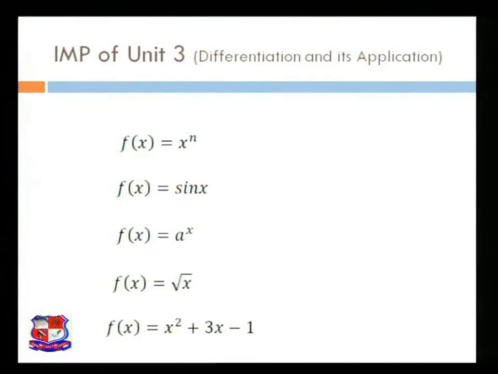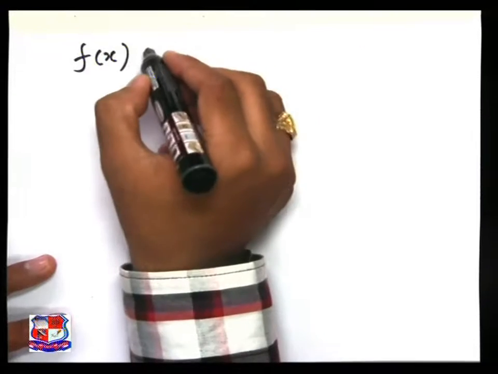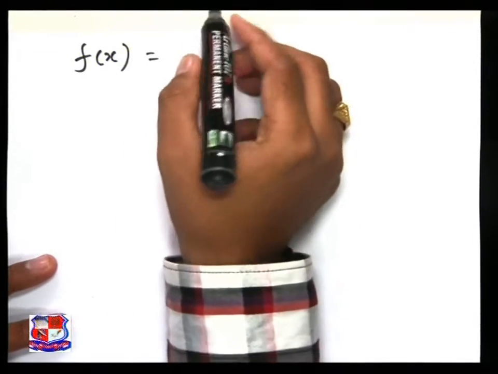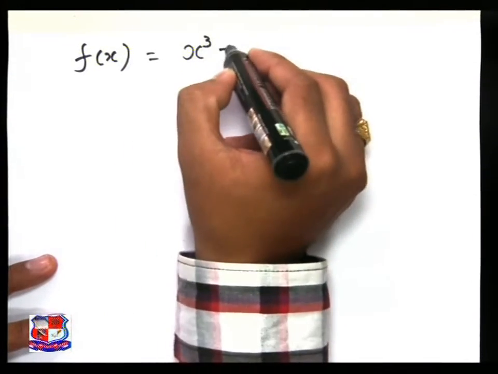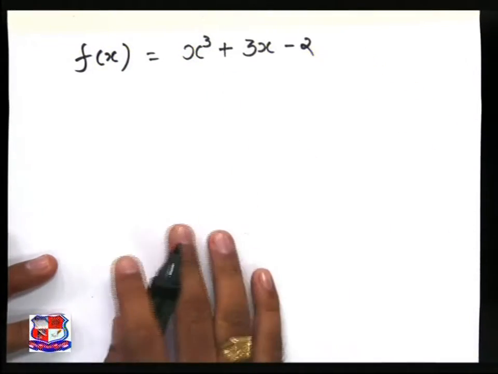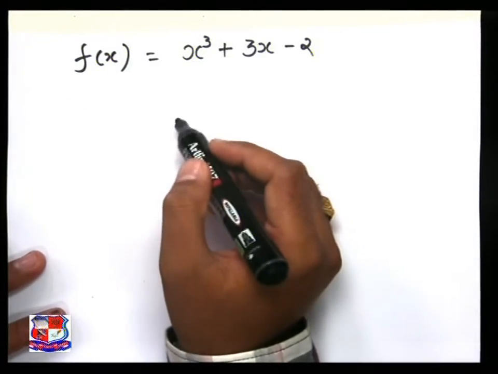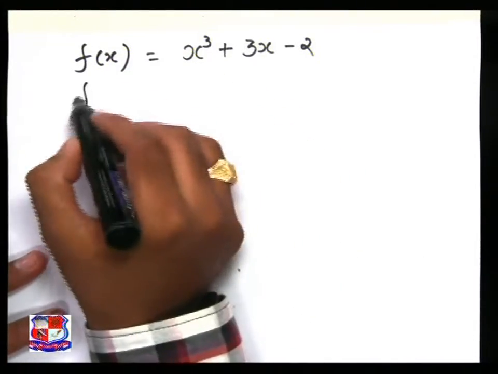Our next question, that is f of x equal to x cube plus 3x minus 2. So we write it first of all, f of x equal to x cube plus 3x minus 2.